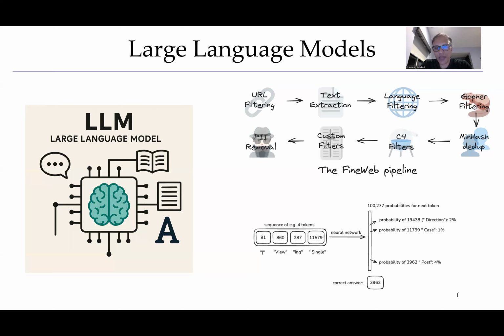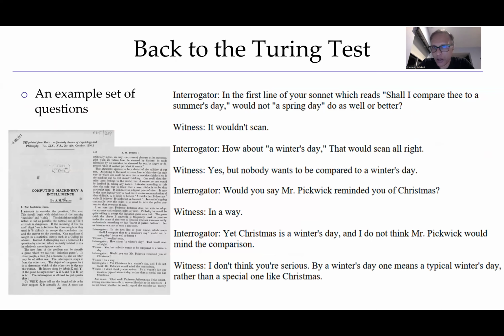Okay, so given that we have these large language models, it's a good question to ask, how do they do with the Turing test? Now recall the Turing test from the first video. This was the famous test created by Alan Turing, the so-called imitation game, which is meant to determine if a machine is able to think through its behavior, through its responses to certain questions.